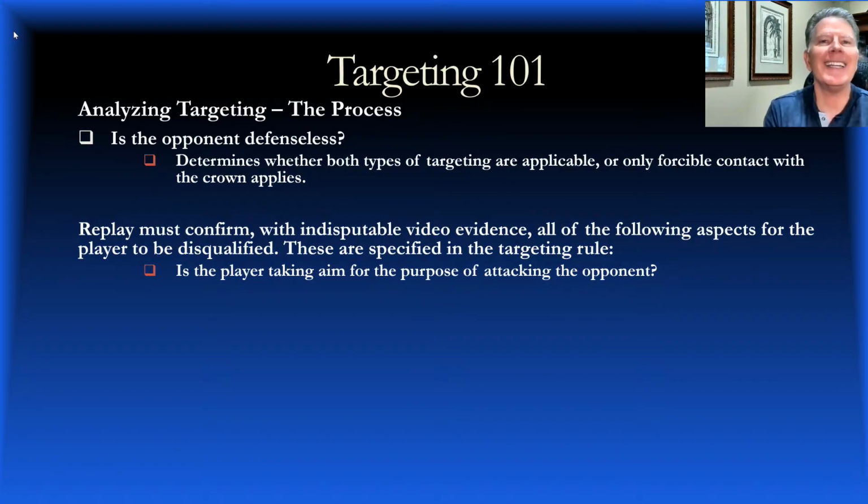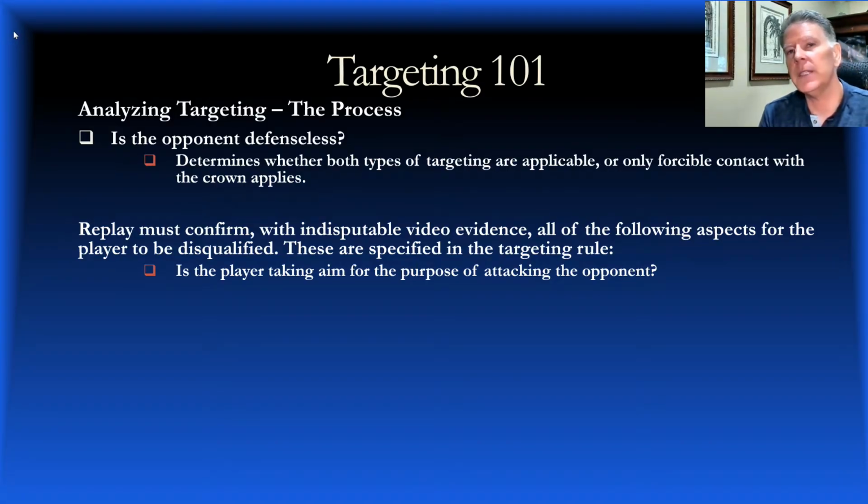Now, we're going to get into the aspects of targeting that are defined in the rule book. Again, it's a checklist. And each aspect, as we ask the questions for each aspect, the replay official must confirm. He must have indisputable video evidence to confirm that that aspect is indeed the case and has occurred before he can move on to determine whether a targeting foul will be applied. So the first question, is the player taking aim for the purpose of attacking the opponent?